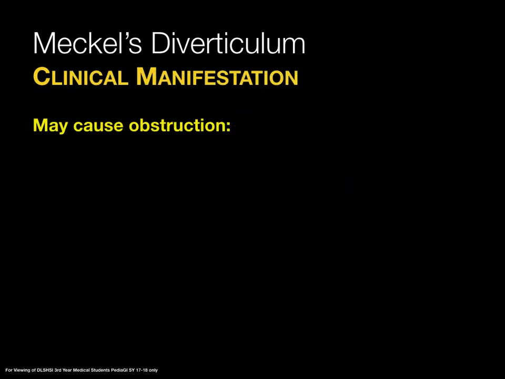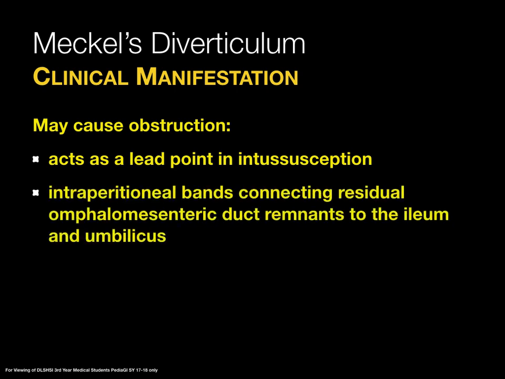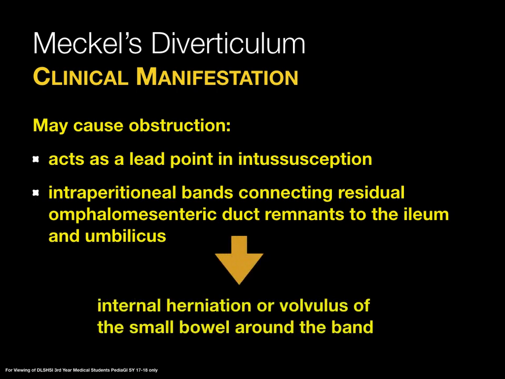Meckel's diverticulum may cause obstruction and acts as a lead point in intussusception, or intraperitoneal bands connecting residual omphalomesenteric duct remnants to the ileum and umbilicus. In turn, there is internal herniation or volvulus of the small bowel around the band.